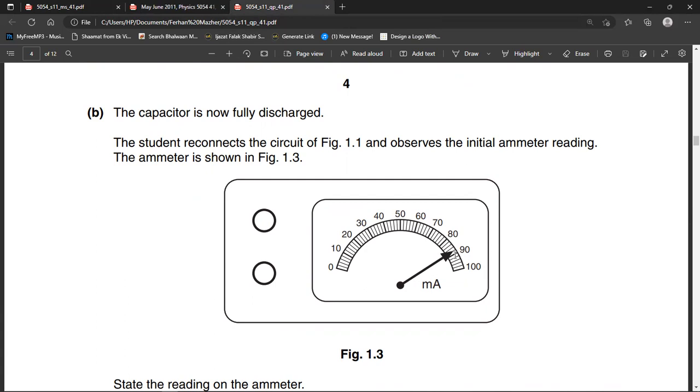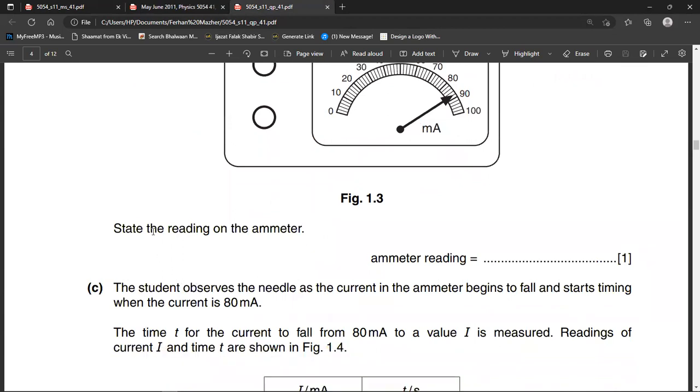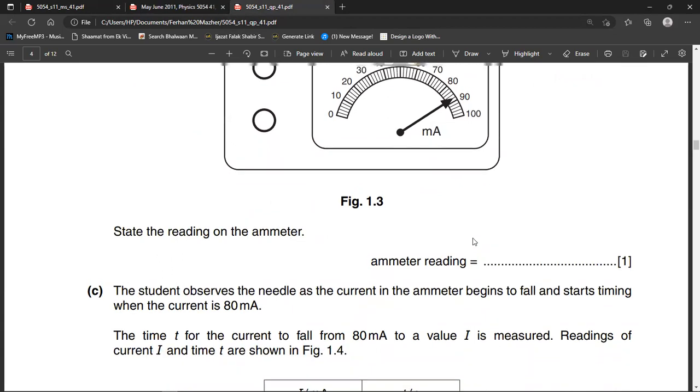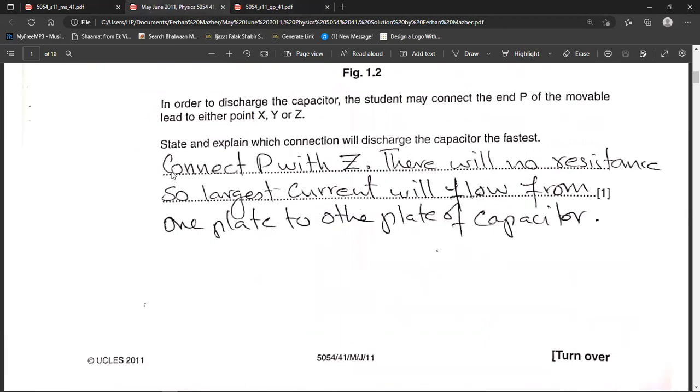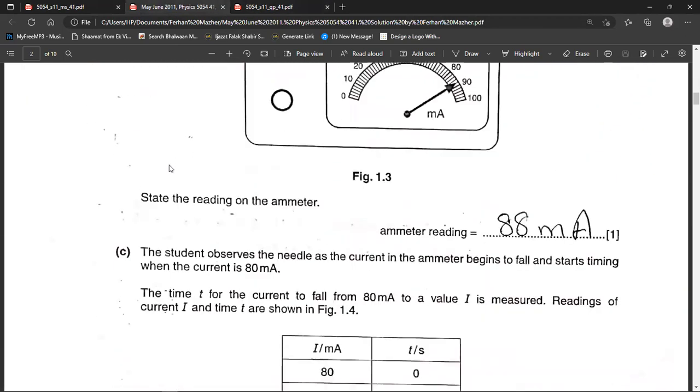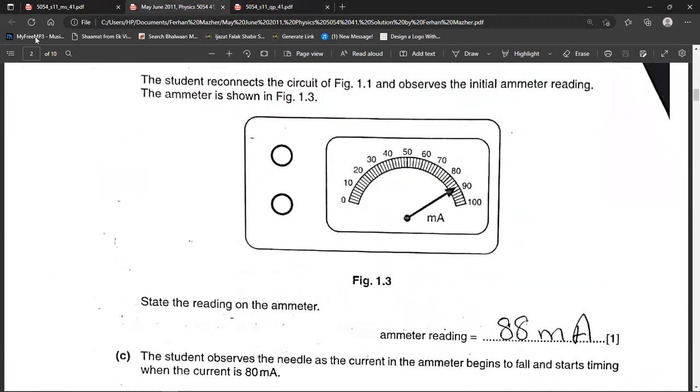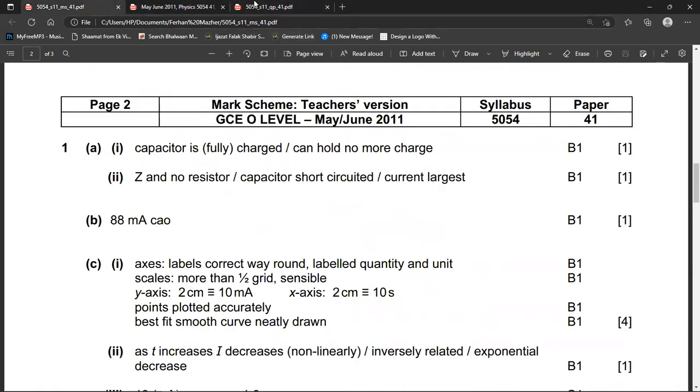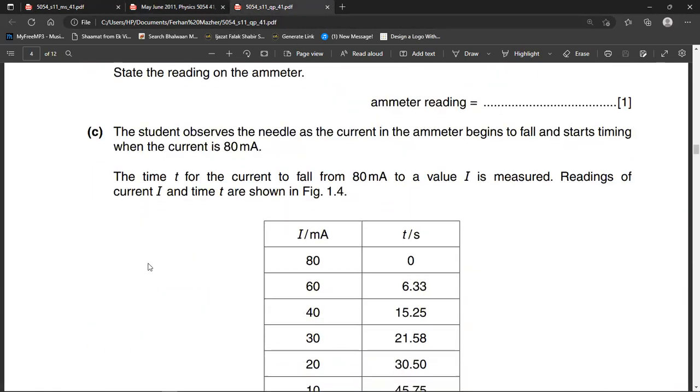It's 80, it's 90. There are 5 small divisions, so each division is representing 2, so it is 88 milliampere. The question was to state the reading on the ammeter, so that's 88 milliampere. Okay. Now we are going to the next part.